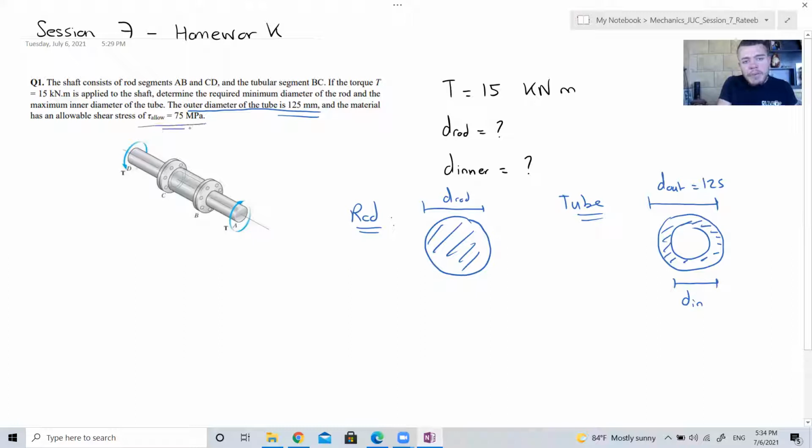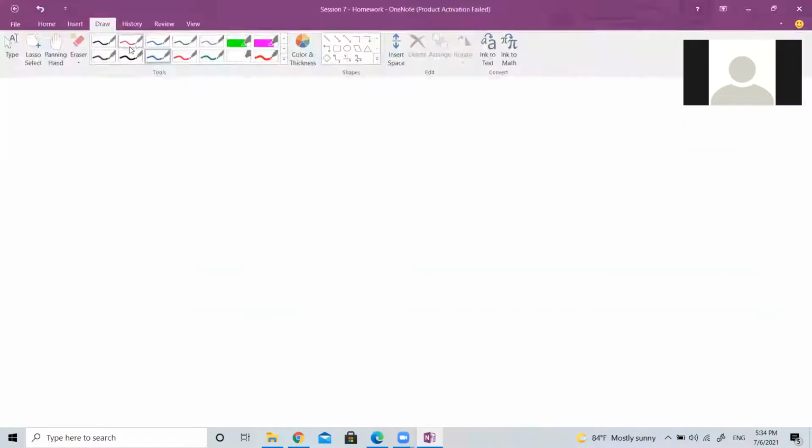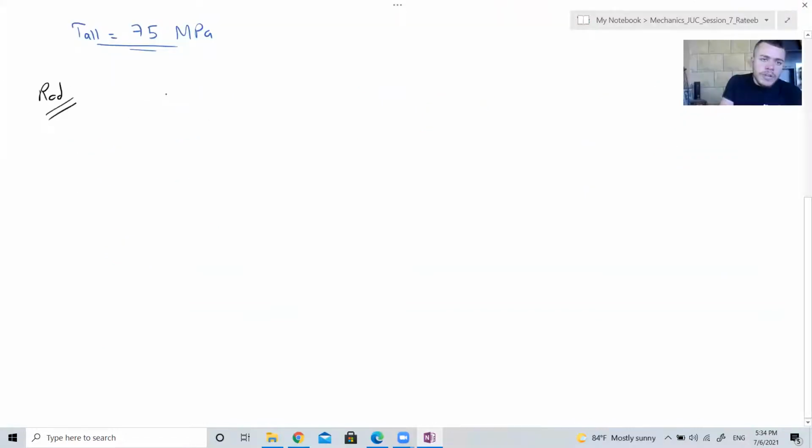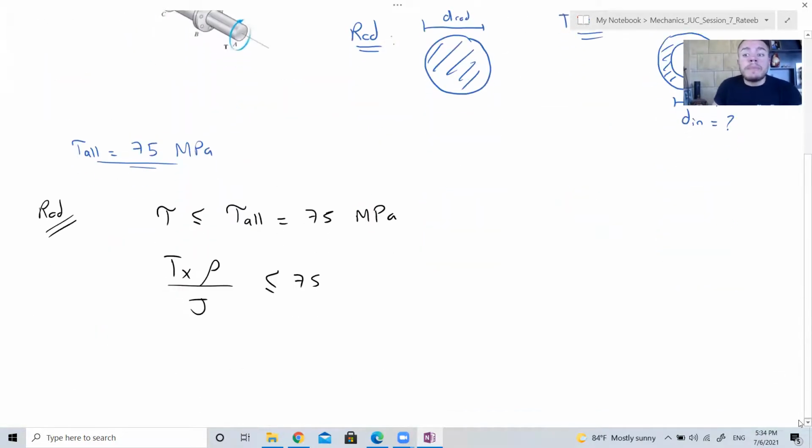The material has an allowable shear stress equal to 75 megapascal. So given this information, how can you find D rod and the inner diameter of the tube? Design equation. Start with the design equation. Let's start with the rod. Design equation says that tau is less than or equal to tau allowable, which is 75 megapascal. Tau is T times rho over J. T is given to be 15 kilonewton meter.